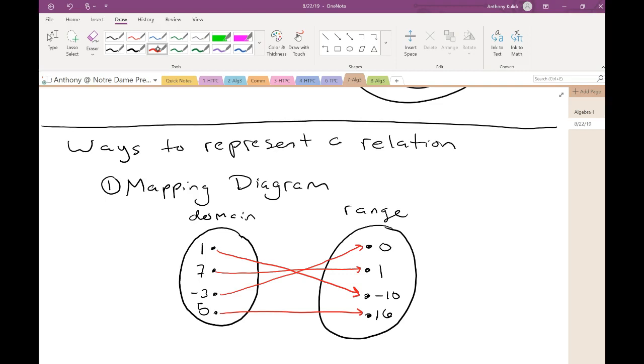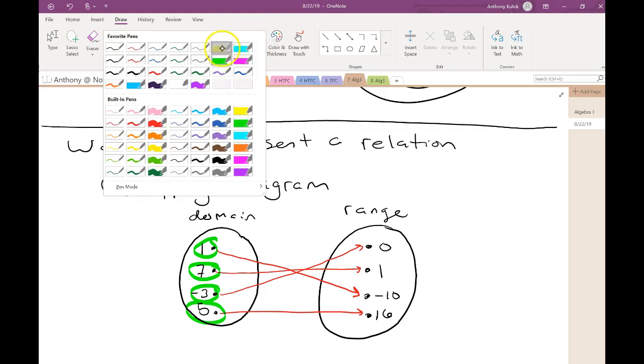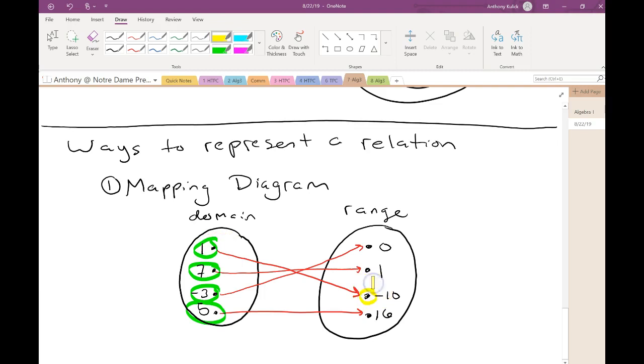So there's two things that we have to check in our definition, right? The first thing we have to do is check that everything in the domain is used. So if I look at my domain, I notice the 1 is paired with something, 7 is paired with something, negative 3 is paired with something, and 5 is paired with something. So that part of the definition is satisfied, right? The second part of the definition says that they have to be paired with exactly one member of the range. So if I look here again, the 1 is paired with just negative 10. That's good. The 7 is paired with just 1. Negative 3 is paired with just 0. And 5 is paired with just 16. So I would say that this is a function. Okay?